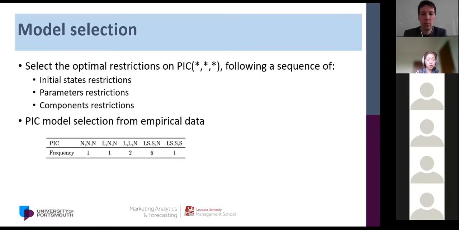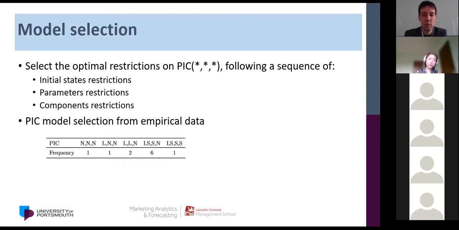So let me just show you the PIC restrictions selected from the M5 data. Now recall, we have seven groups of seasonal products. So six of them selected LSSN. So this is consistent with what we found from simulations, that common smoothing parameters for both level and seasonality, and then common seasonal initial values are beneficial. So that's also the case here with the empirical data.